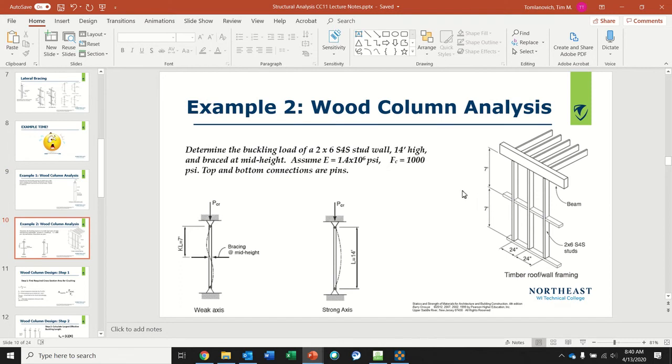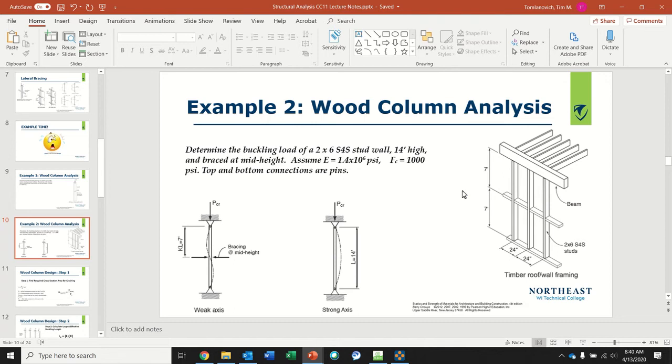So here, let's go through example 2. Let's write down our givens. I'm going to write them down as I'm talking to you, and I'll show you the engineering paper. We're determining the load of a single 2x6, S4S.